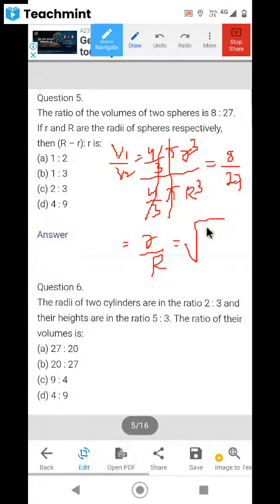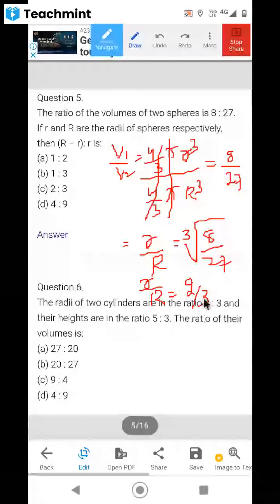If you send that, that becomes cube root of 8 by 27. So that is like, don't you feel it is 2 by 3? r by R is like 2 by 3, r by R. That means if r is 2 parts, then capital R is 3 parts.